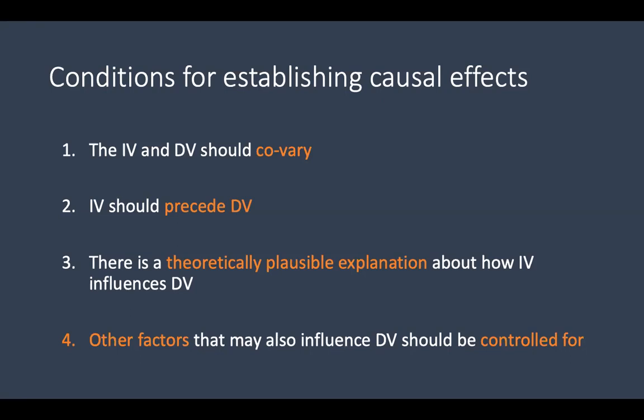The third condition is that there should be some theoretically plausible explanation about how the independent variable influences the dependent variable. And that's also not that difficult for all kinds of research. The fourth condition is that the other factors must have been controlled for. But this is extremely difficult to achieve in correlational designs without any kind of randomization, a random assignment of participants. Because if other factors are just being measured at the same time, then they're not actually being actively controlled for. You can statistically control for other factors, but that's not actually controlling for factors during the research design, right?